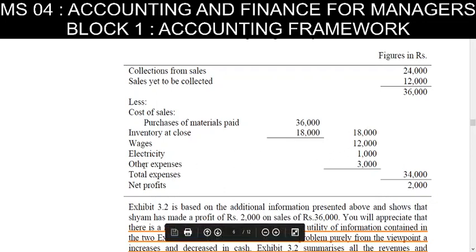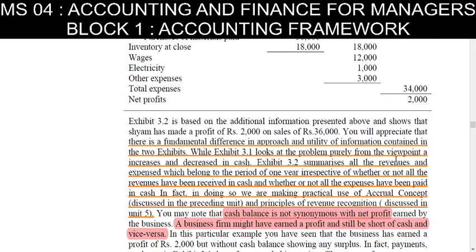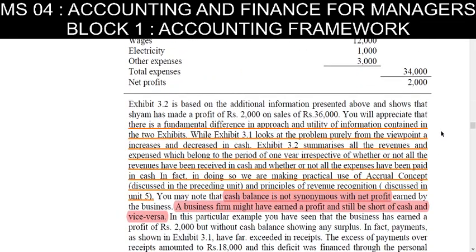He has paid wages of 12,000, electricity 1,000, other expenses 3,000. Put together, 34,000 is the total expenses. Therefore, total net profit is 36,000 minus 34,000, which is 2,000 rupees. Still, profit is there. Here, what is happening is they are using the concept of revenue recognition, the accrual basis of accounting.